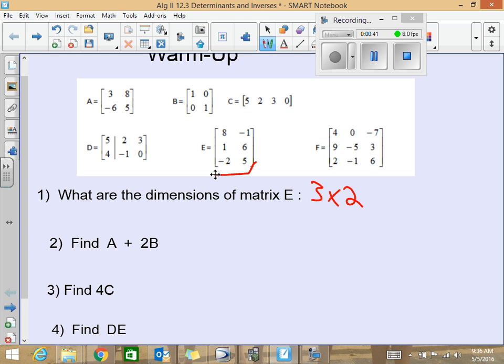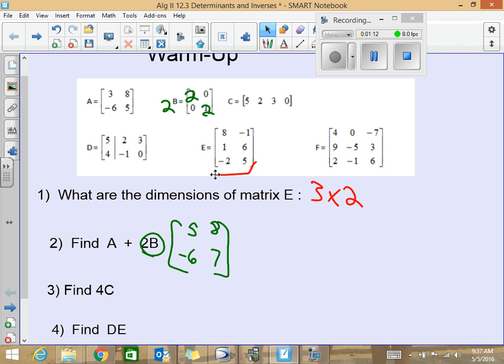Okay, and then find A plus 2B. So, again, 2B just means multiply B by 2. So you're just distributing a 2 to everything in B. And then A plus 2B: 3 plus 2 is 5, 8 plus 0 is 8, negative 6 plus 0 is negative 6, and 5 plus 2 is 7. Everybody agree with that? Okay.